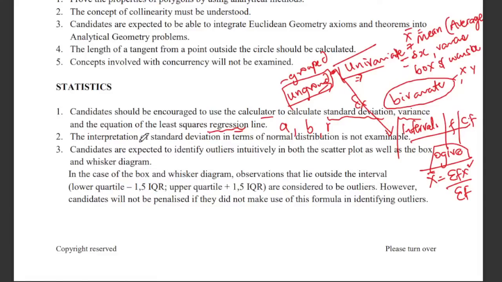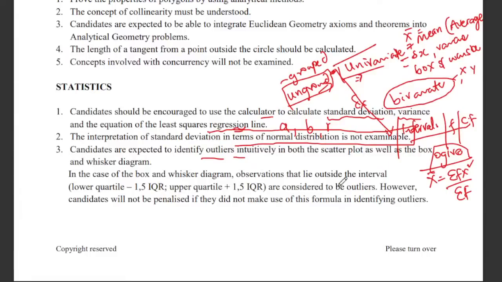Then the interpretation of standard deviation is not going to be examined. Okay, when they tell you about how big or how small the standard deviation is and all of that, it's not going to count. Then candidates are expected to identify outliers, using our common sense, in both the scatter plot as well as the box and whisker.